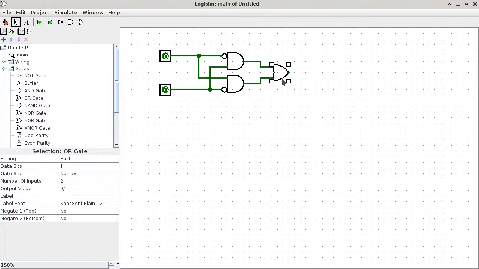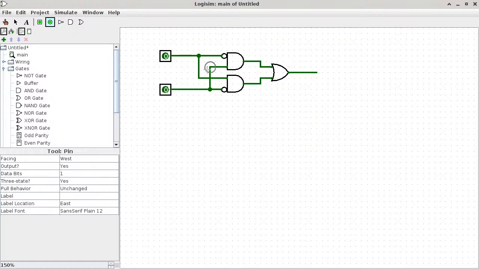And then whatever is coming out of the OR gate is my output. Okay, so now I just need an output pin, slap it right here, and voila. I got my exclusive OR made out of negation, AND, and OR.